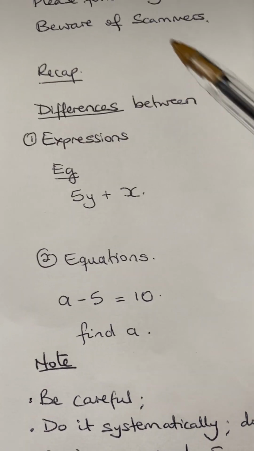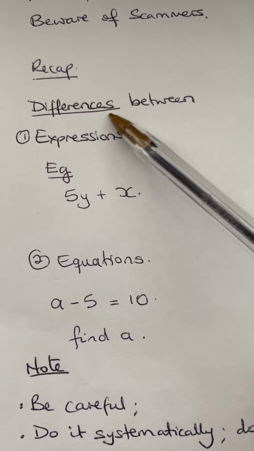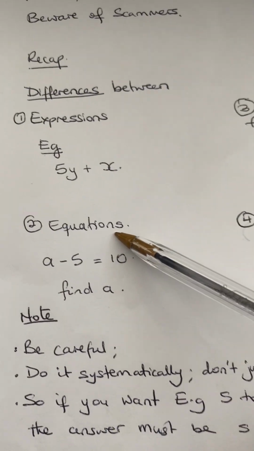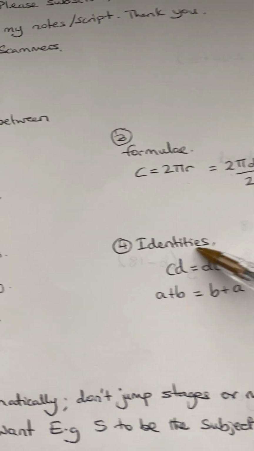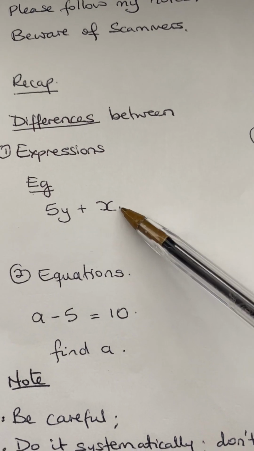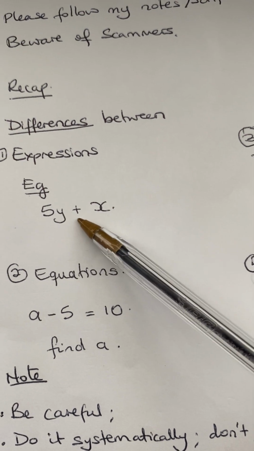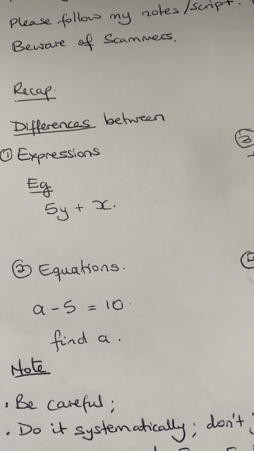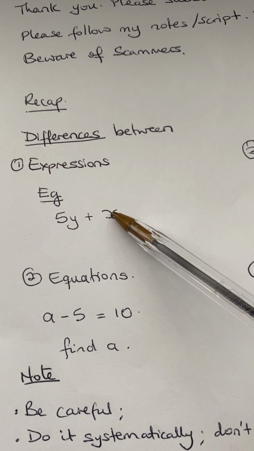Okay, yesterday we did a recap. We showed the differences between expressions, equations, formulas, and identities. Okay, so I want to do a quick recap on that. When we're doing the algebra, normally we get to maybe 5y plus x and then we have to stop. That is an expression there.